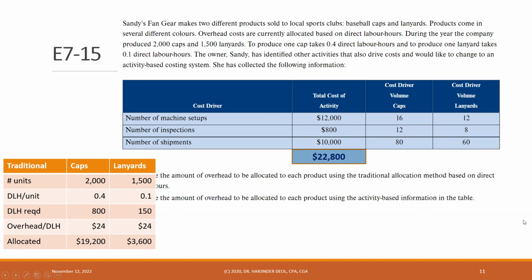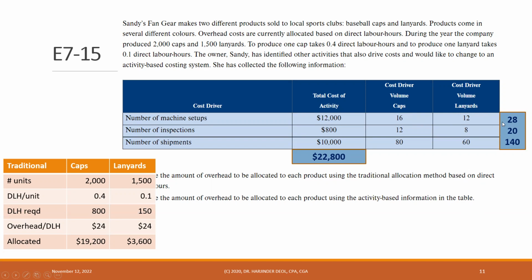If we try to do the same calculation under activity-based costing, we would first need to look at the activity levels. So we have three types of activities: machine setups, inspections, and shipments. For machine setups, a total of 28 setups were performed during the period. Number of inspections, we had 20 such inspections. And for shipments, we had 140 such shipments.